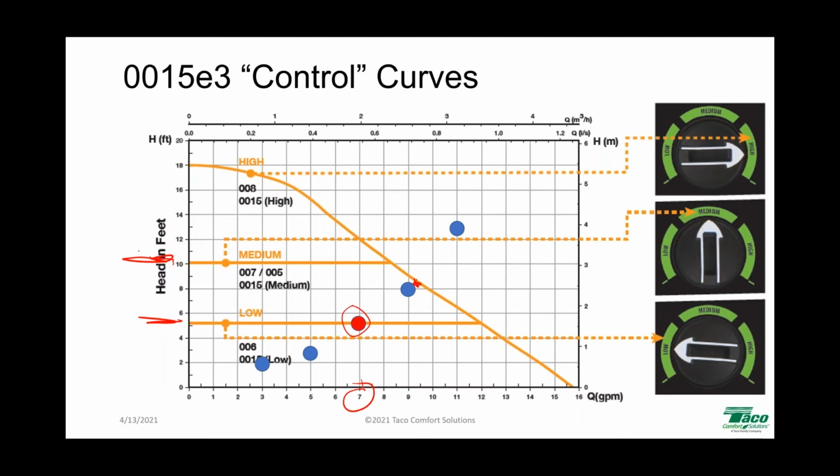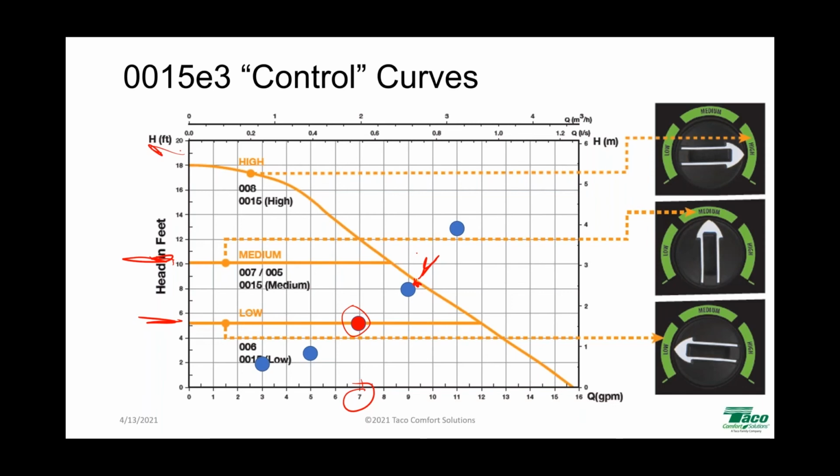Not horrible, but again, I'm over pumping, and my delta T is going to be smaller than it needs to be. All right. Here's the funny thing. If I set it to high with all zones calling, I'm going to be at exactly the same spot. The difference is going to be where the other system curves intersect along that line.